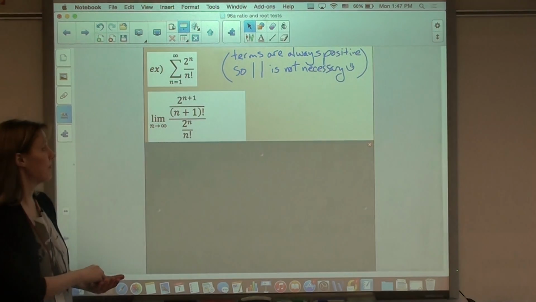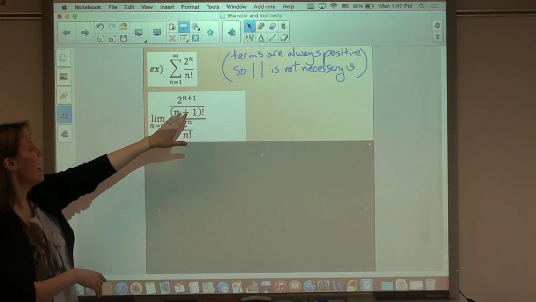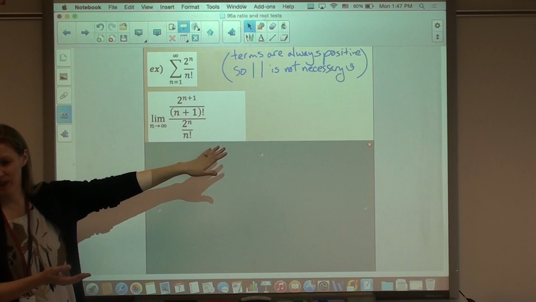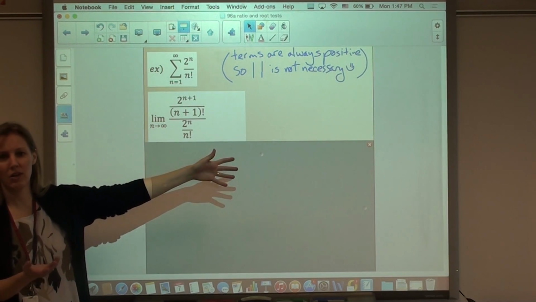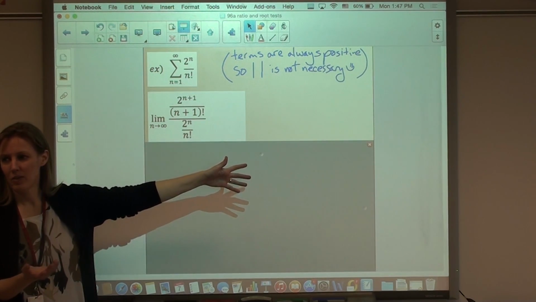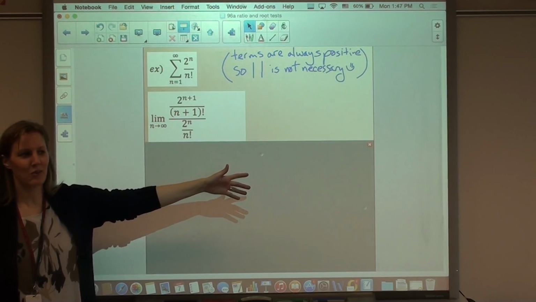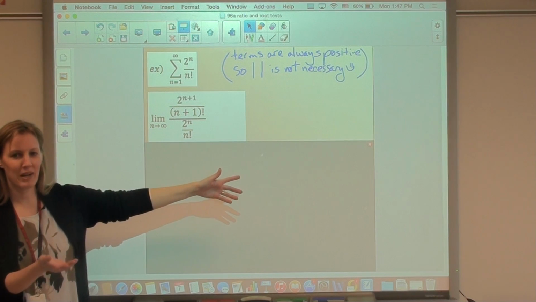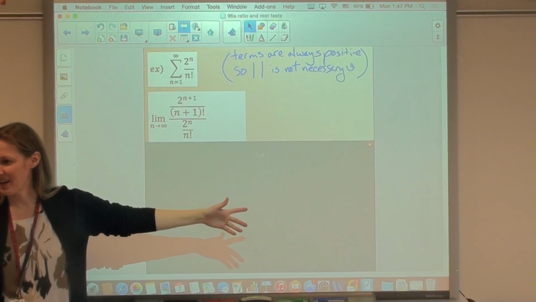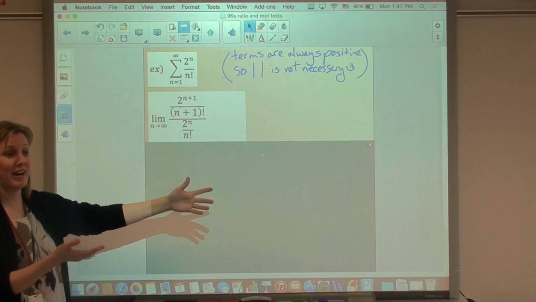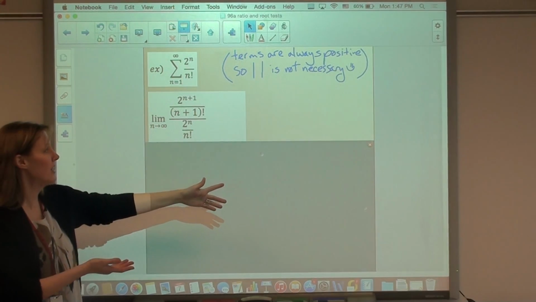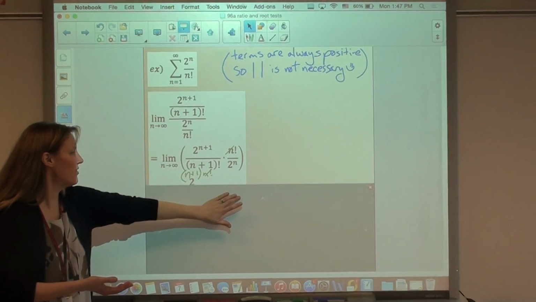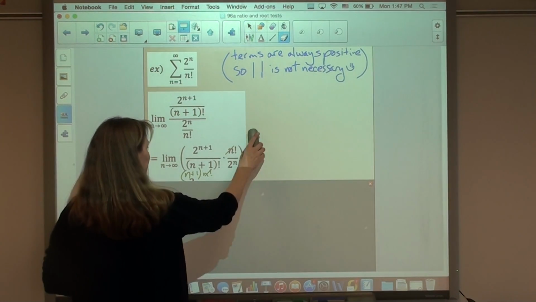The limit's important. Alright, so now, I've always called it keep, change, flip, but I learned today that it's, oh my, flip the second and multiply. Can you say the whole thing? Dividing fractions, flip the second, multiply. Okay, so there you go. So we're going to divide the fractions, right?